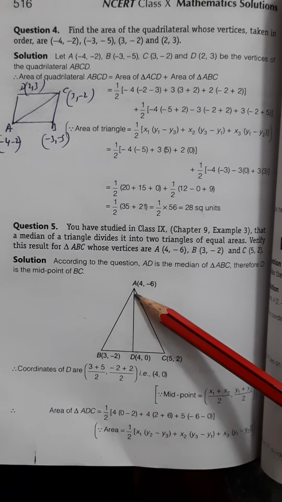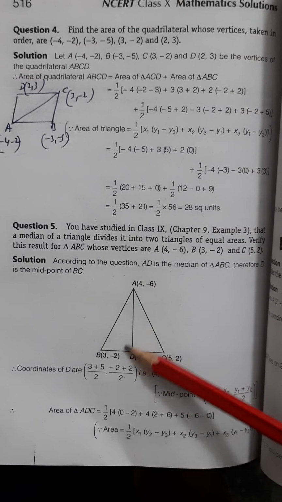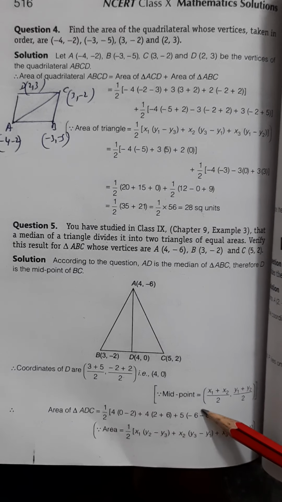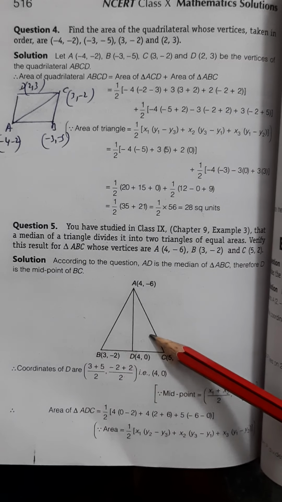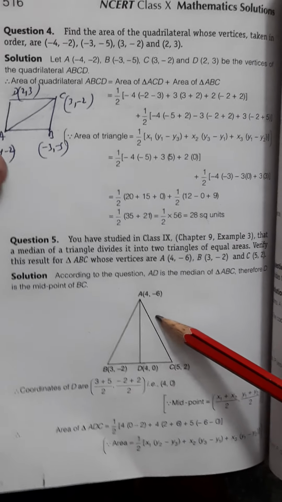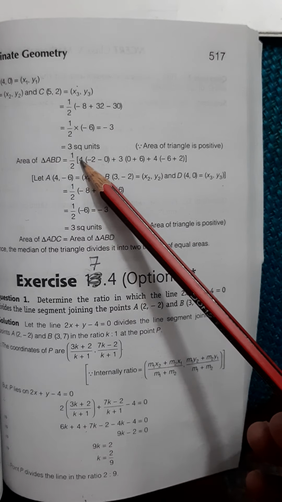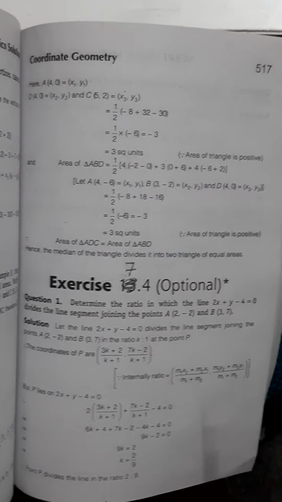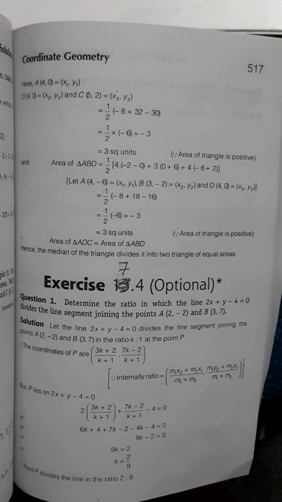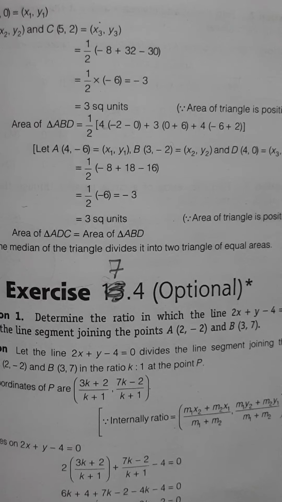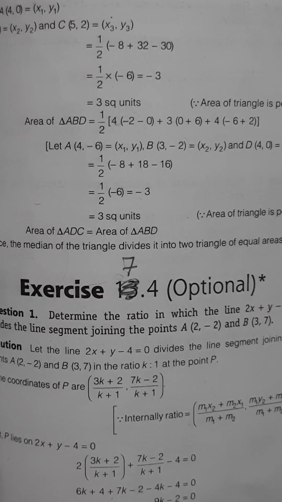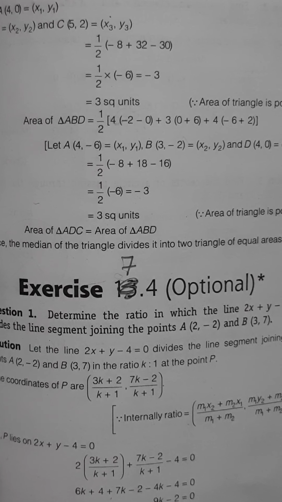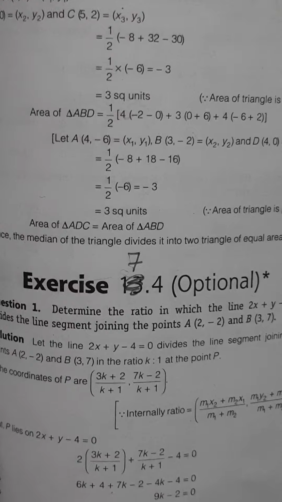Now using the area formula, first we are going to find the area of triangle ADC, and then the area of the triangle ABD, and both of the areas should come out to be 3 square units. So the first area is 3, the second area is also 3. This will be the method to solve the question. The areas of the two triangles are the same, so this proves that a median divides a triangle into two parts of equal area.